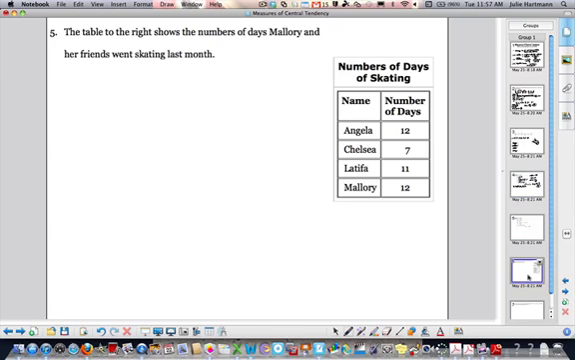The table to the right shows the number of days Mallory and her friends went skating last month. So, these are the number of days. Angela went 12 days, Chelsea 7 days, Latifa 11 days, and Mallory 12 days. So if you're asked to find the mean, median, mode, and range of that, that's it. You have the 4 numbers. Okay? You can find them all the same. So there's another one to finish for your "you try."